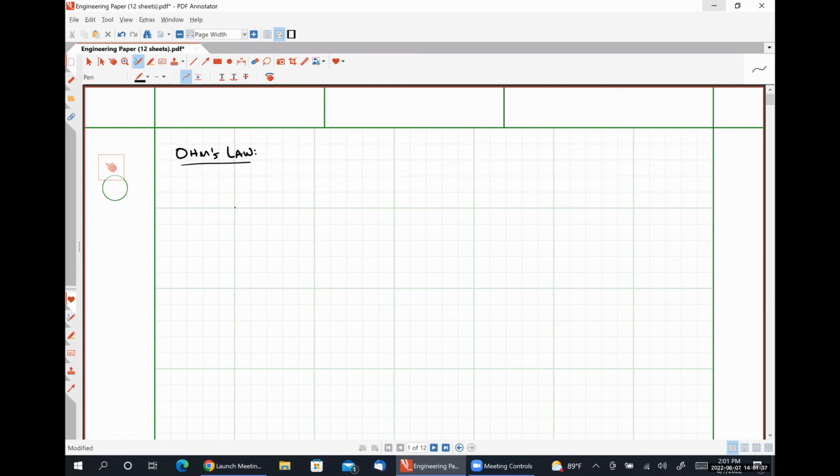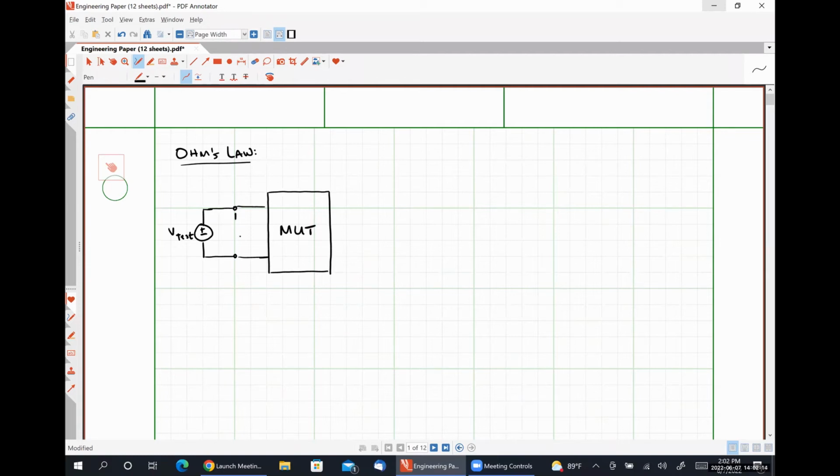So he took a material under test, call this MUT for material under test. And what he did is he applied a voltage across the material. Let's call this V test.